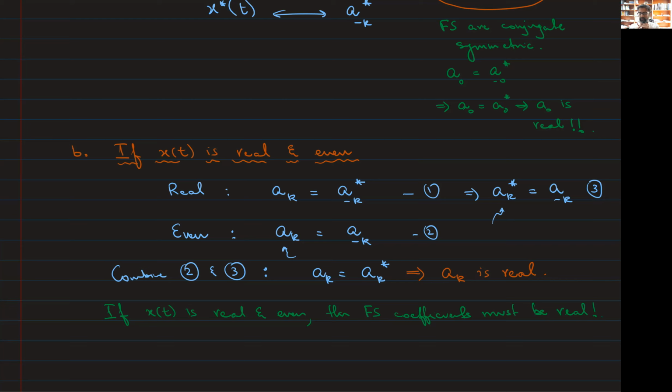Now here's a question for you. Let me say I give you a signal whose Fourier series coefficients are real. Does this mean that the signal is real and even?